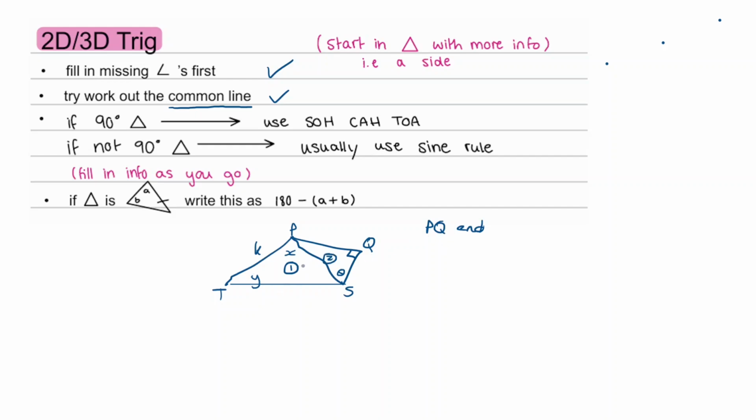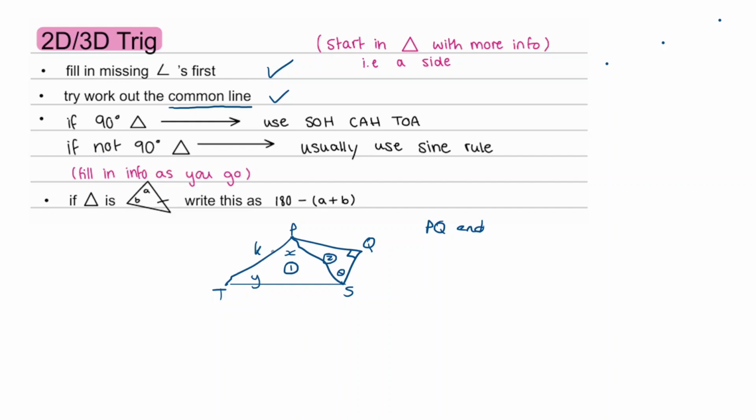And so I would begin in this triangle. With this triangle, I'd work out PS. Then I would move over to PQ. I would have already filled in all of these missing angles. If I see that I'm working in a triangle that's 90 degrees, I go back to the good old days and discipline myself to just do SOH CAH TOA. So I would do that in this triangle.